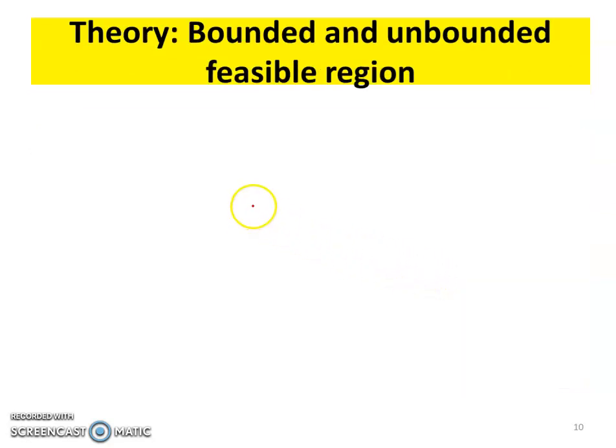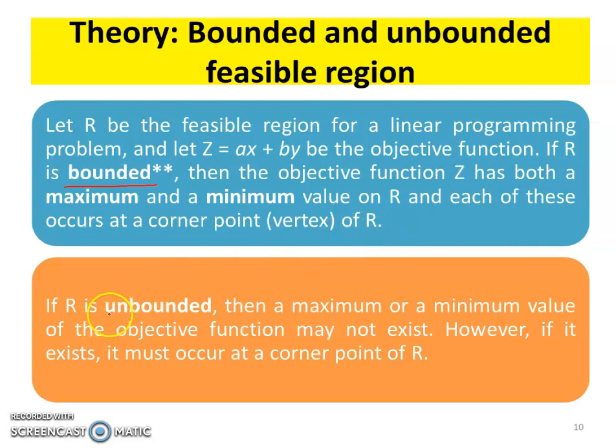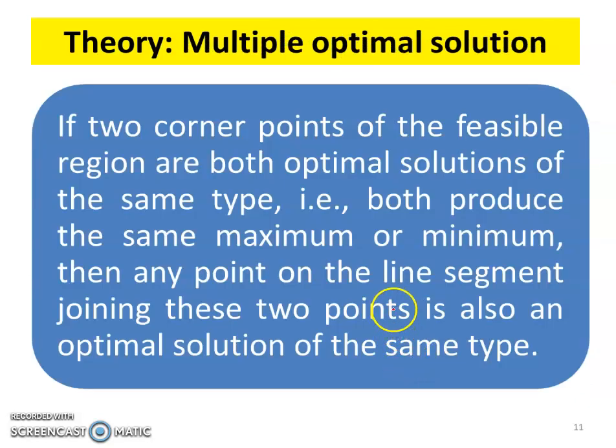The next thing is the theory of the bounded and unbounded feasible region. Let R be the feasible region for a linear programming problem, and let Z = AX + BY be the objective function. If R is bounded, then the objective function Z has both a maximum and a minimum value on R, and each of these occurs at a corner point (vertex) of R. As we have seen in the previous example, we obtained both maxima and minima because the feasible region was bounded by a triangle. Now, if R is unbounded, then a maximum or minimum value of the objective function may not exist. However, if it exists, it must occur at a corner point of R. So all these results establish the importance of the corner point.